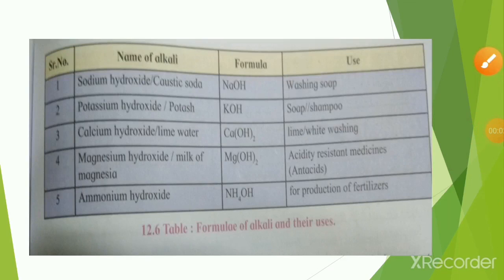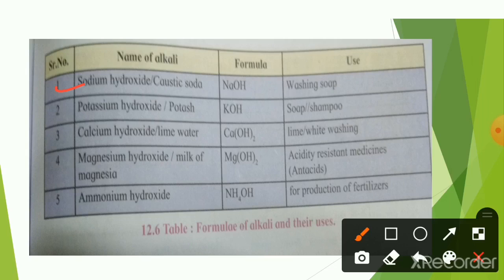Now we'll see the uses of alkali here. Sodium hydroxide, caustic soda, NaOH, for washing soda or washing soap; potassium hydroxide, potash, KOH, for soap or shampoo; calcium hydroxide, lime water, Ca(OH)2, that is lime or white washing; magnesium hydroxide, milk of magnesia, Mg(OH)2, acidity resistance medicine, antacid; then ammonium hydroxide, NH4OH, for production of fertilizers.